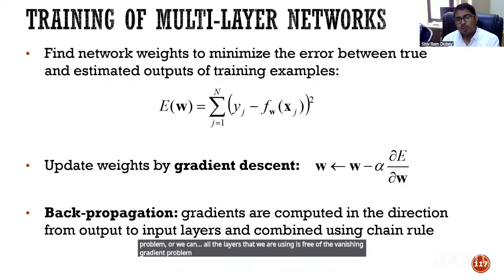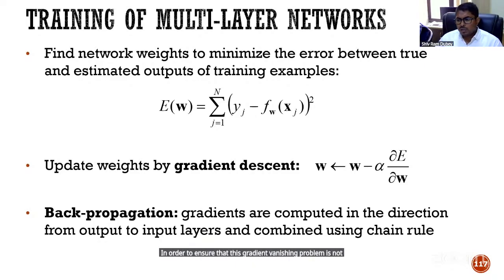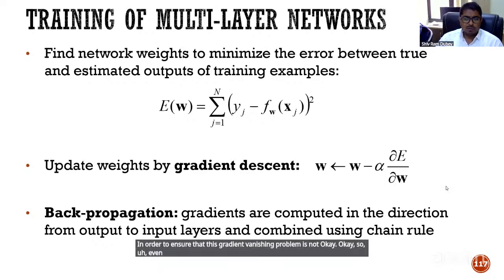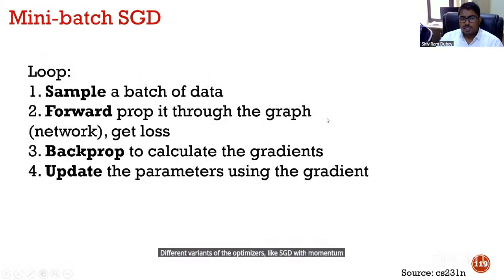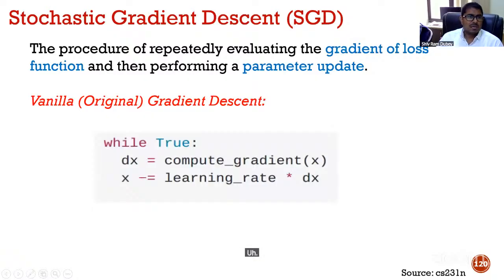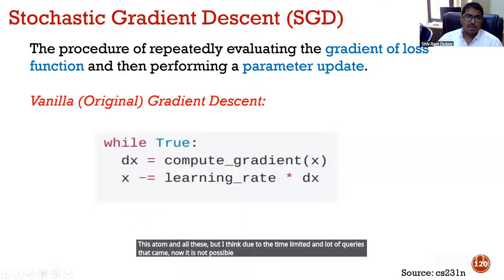So there are several approaches which can be adopted in order to ensure that this gradient vanishing problem is not occurring. I also wanted to cover different variants of the optimizers like SGD with momentum and Adam. But due to the limited time and a lot of queries that came, it is not possible to cover those topics. Maybe in another session you will come to know.